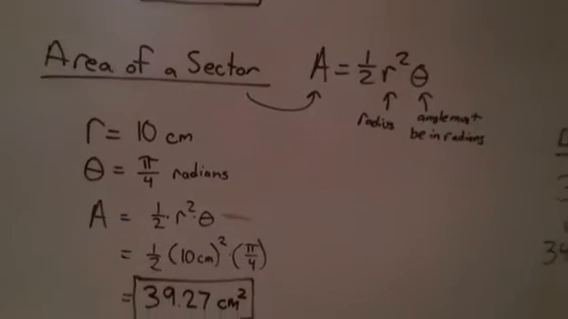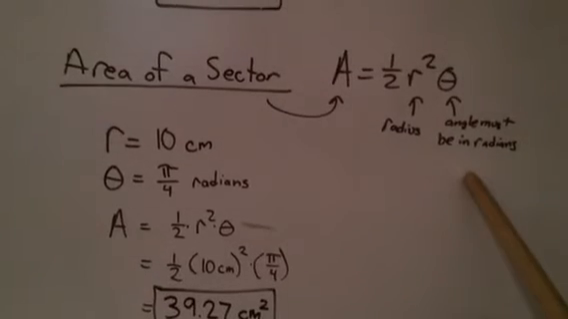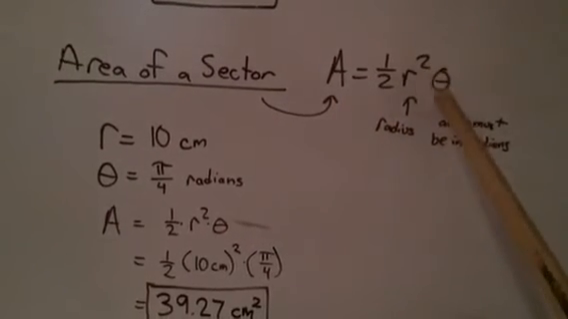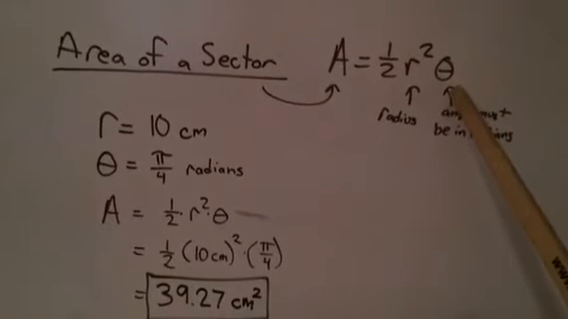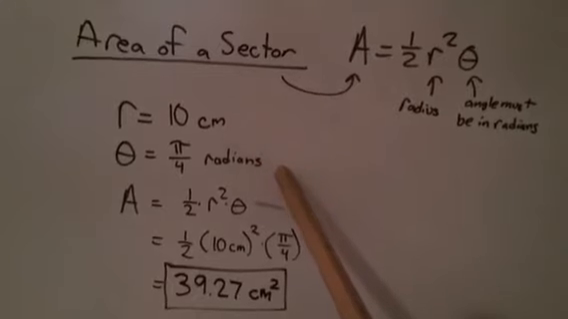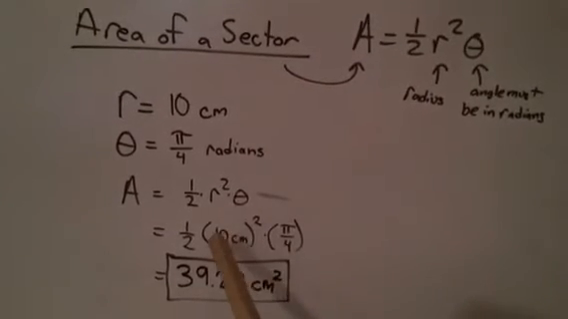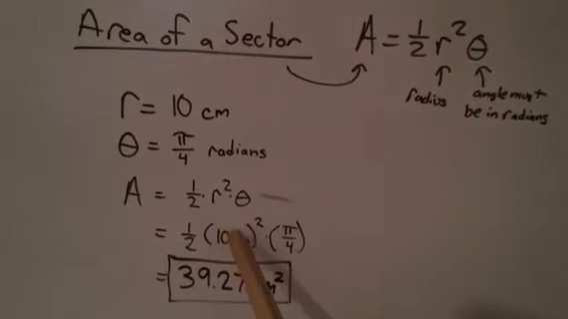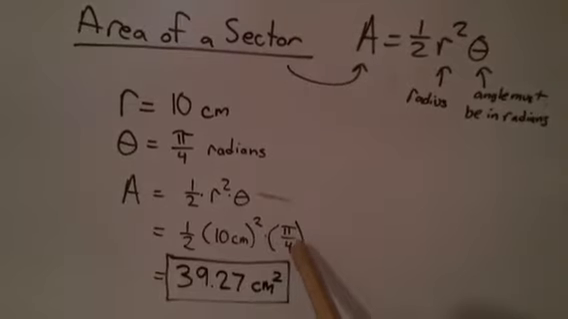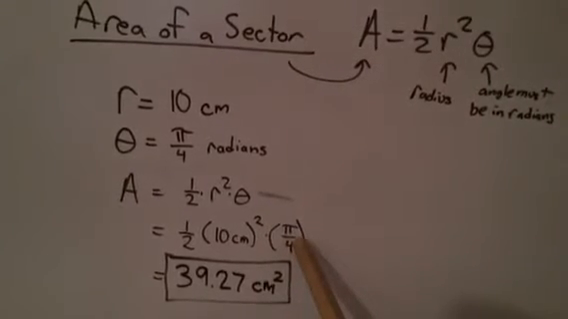Area of a sector also must have the angle in radians. The area of a sector is 1/2 times radius squared times the angle in radians. If I give you a radius of 10 centimeters and an angle of pi over 4 radians, we substitute 10 for the radius. We substitute pi over 4 for the angle. Notice it is already in radians, so it does not need modification.